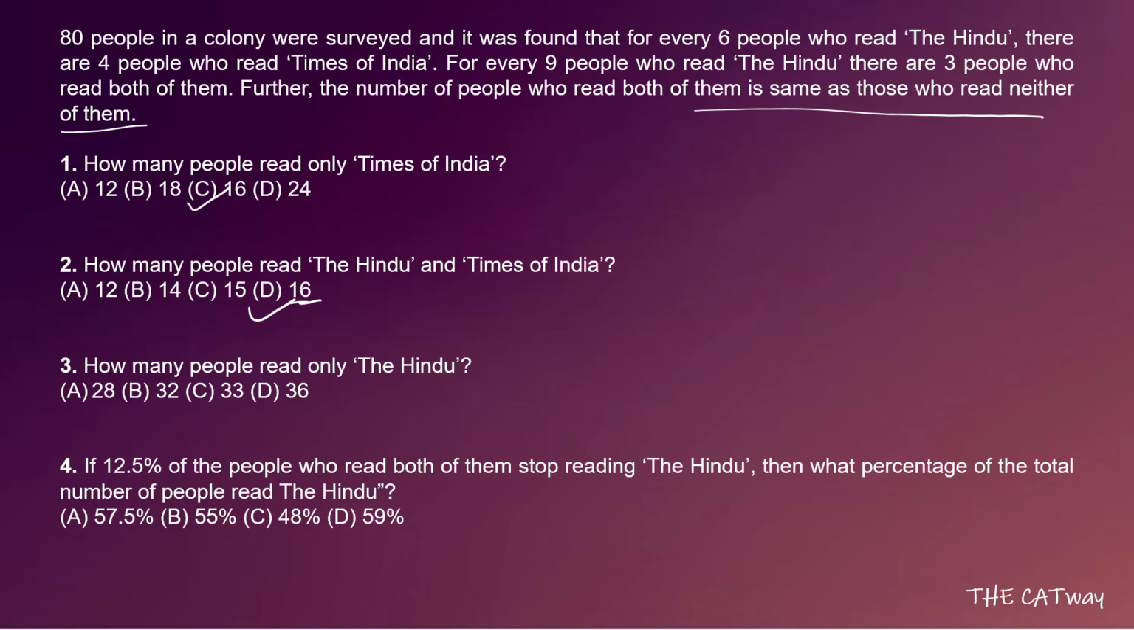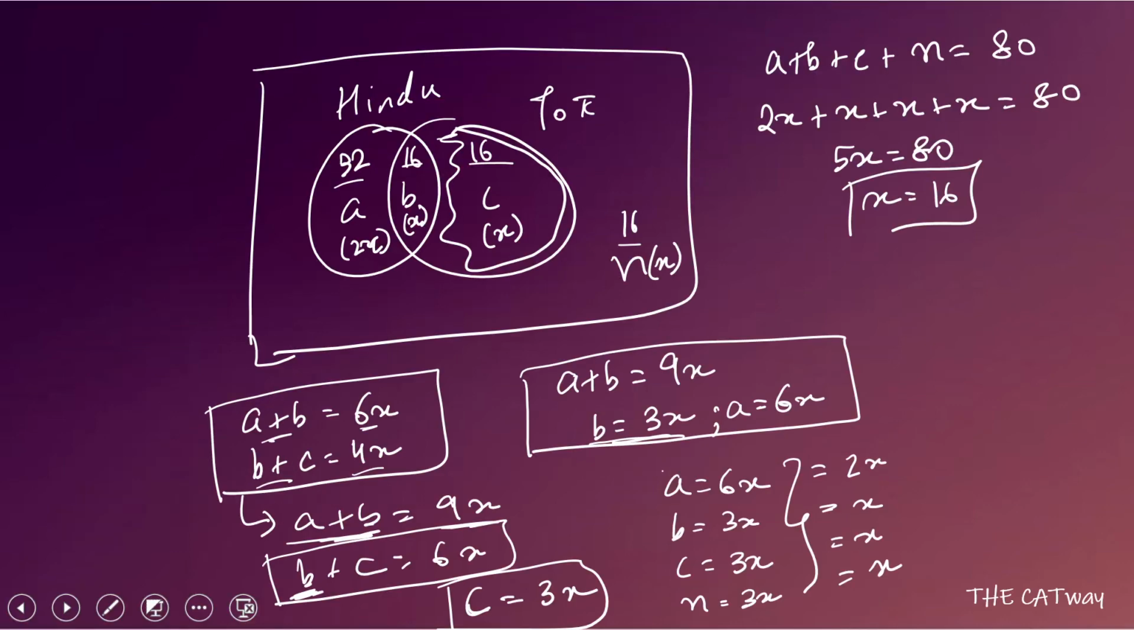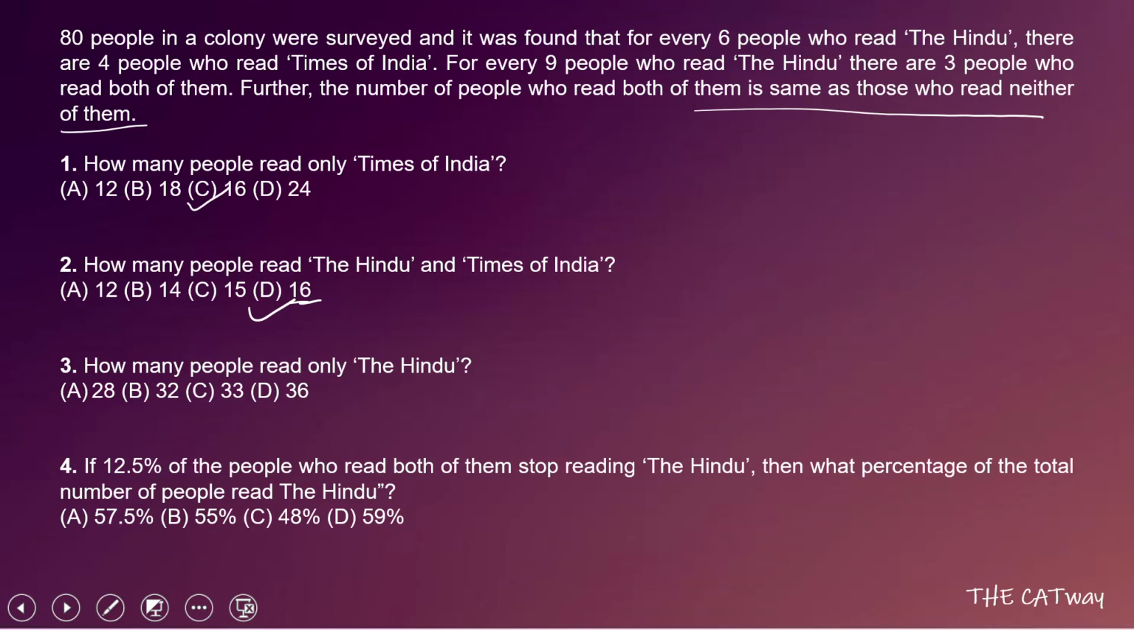Coming to third, how many people read only the Hindu? We know that A is equal to 2x and A was the only Hindu. You can see it in the diagram also. This part is only Hindu. So this is equal to 2x, which is equal to 32. So our answer will be option B, that is 32.